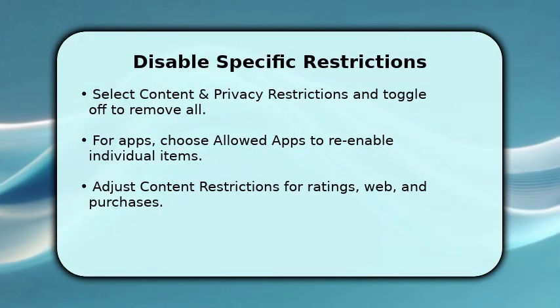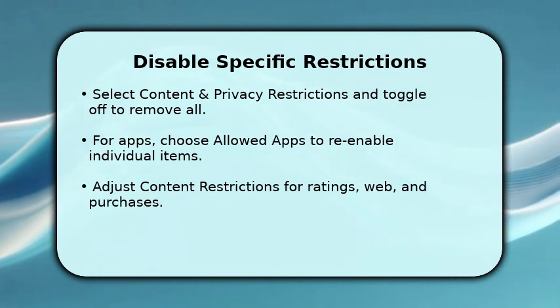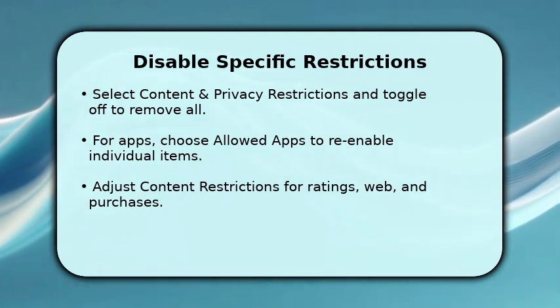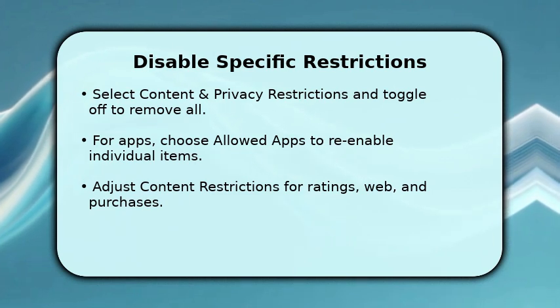Now go into Content and Privacy Restrictions and either toggle the whole section off to cancel restrictions quickly or leave it on and open each subsection to be precise.